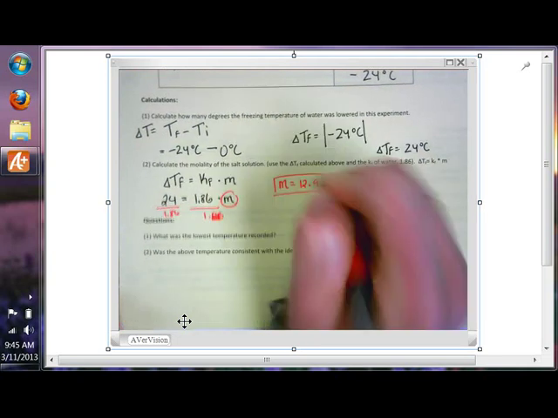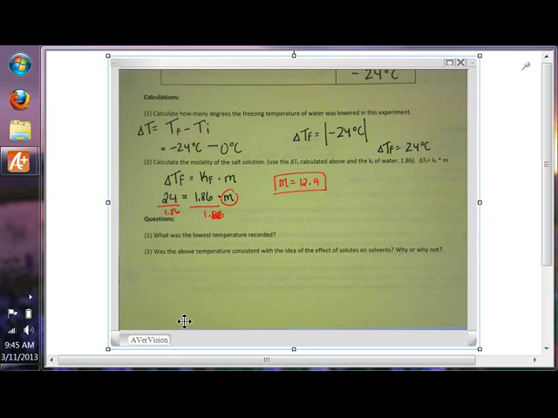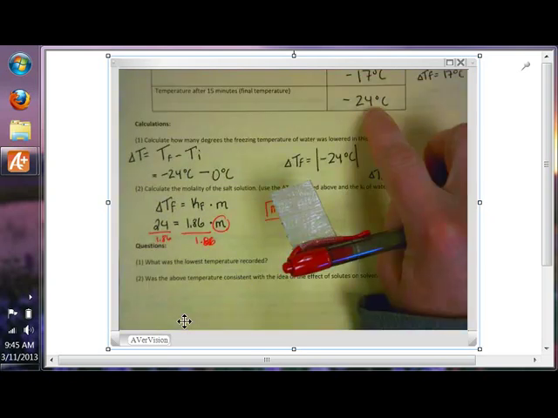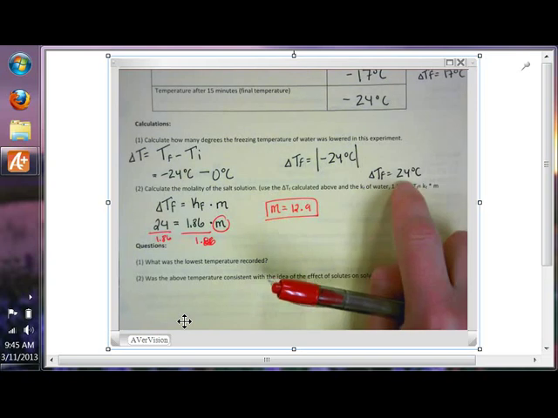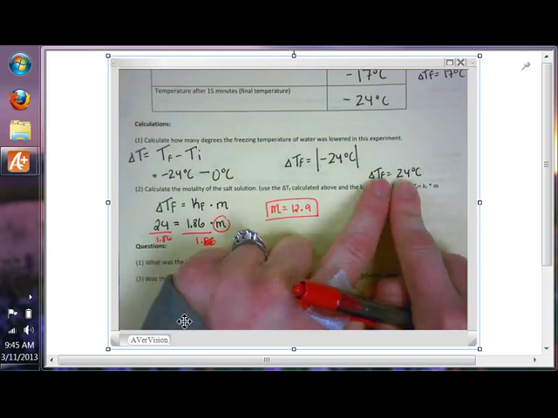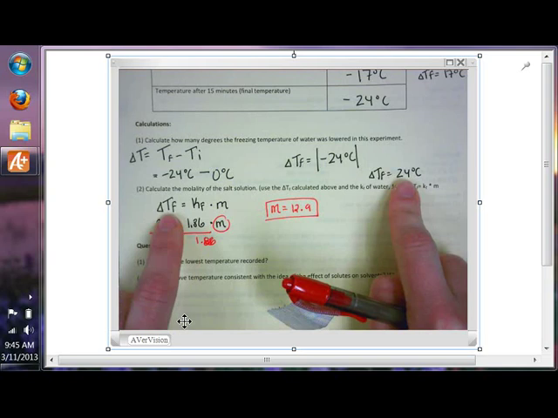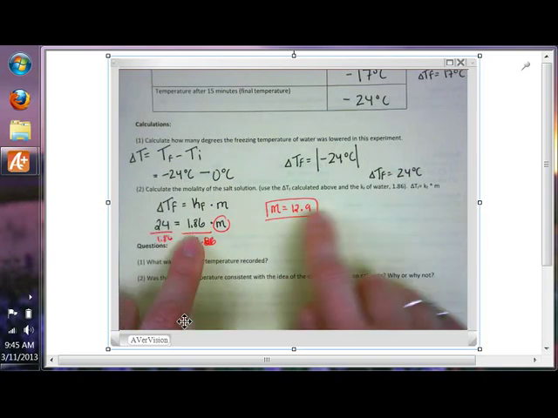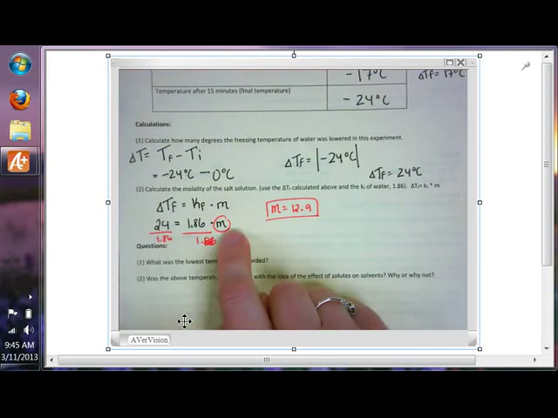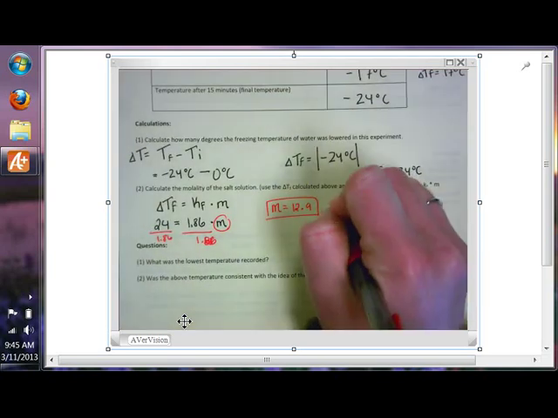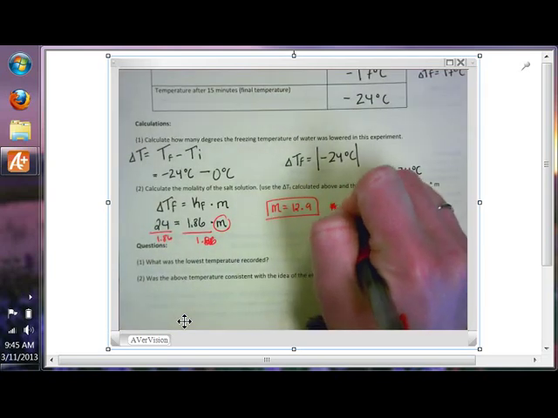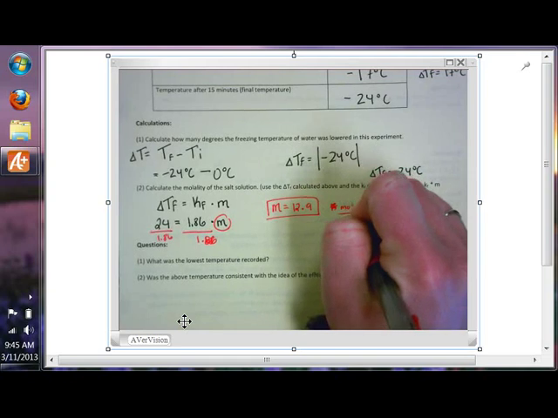Okay, so just make sure you use your value for your lowest temperature, for your final temperature. That gives you your change in temperature, and then you plug in your change in temperature into the formula here. Plug in the 1.86 for KF, and you're solving for molality. So this is the molality of our salt solution, and technically the units are moles over kilograms. But you don't need to worry about that.